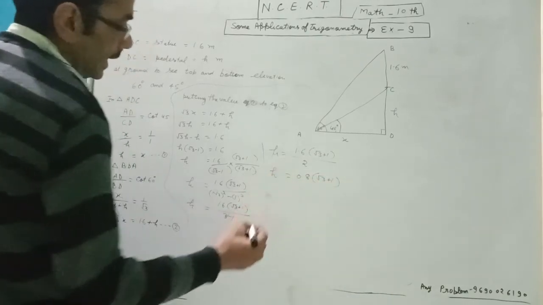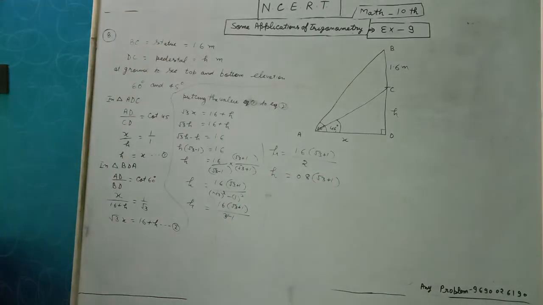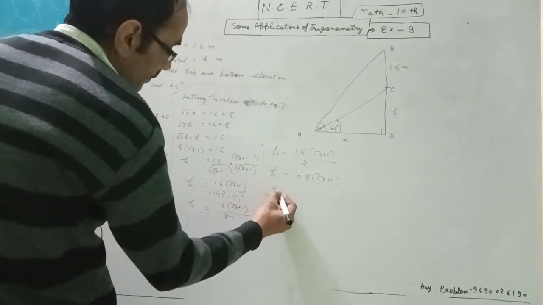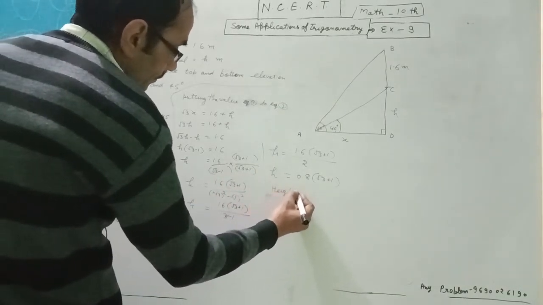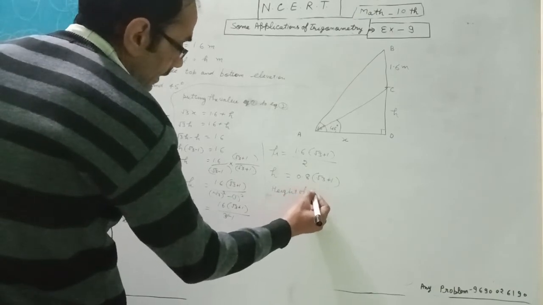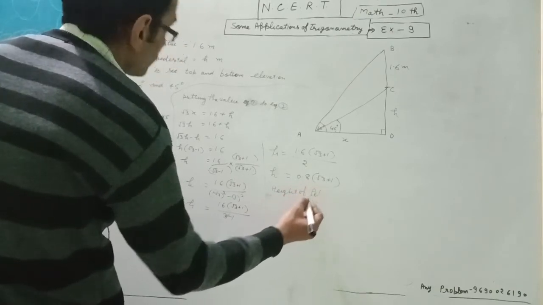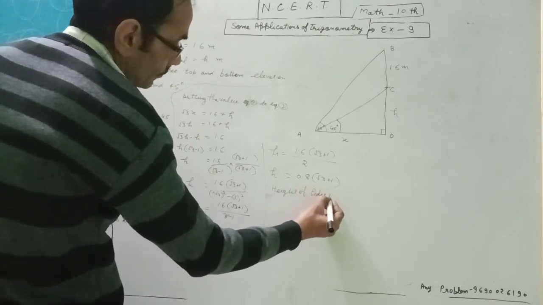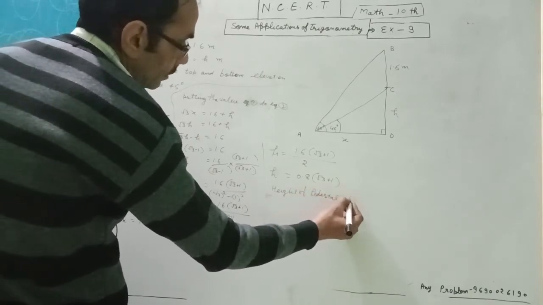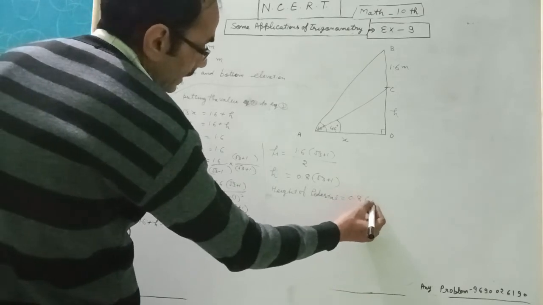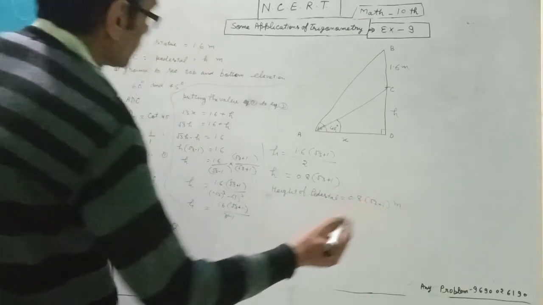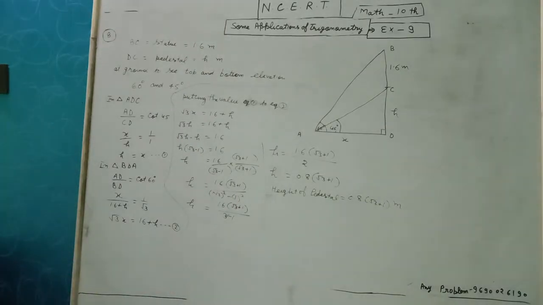H is the value. So the height of the pedestal is equal to 0.8 bracket under root 3 plus 1 meter. Question number 8 is complete.